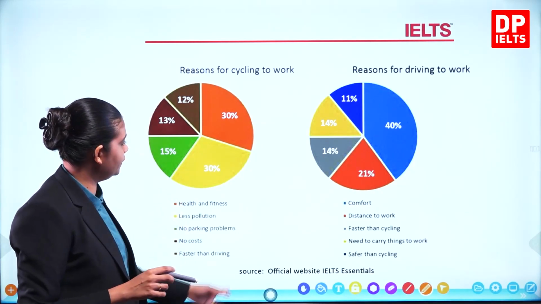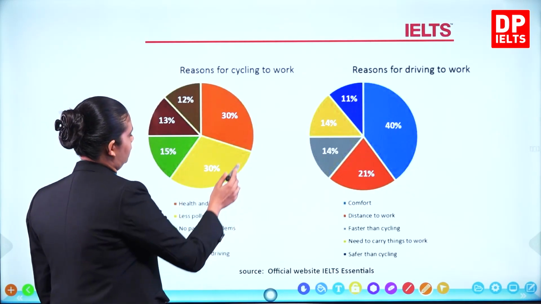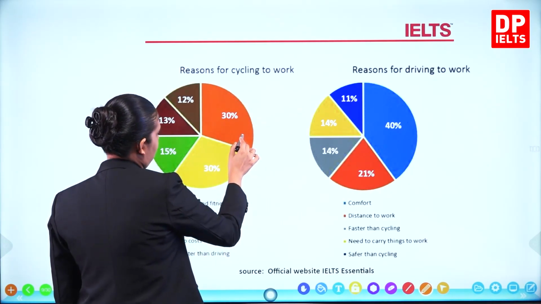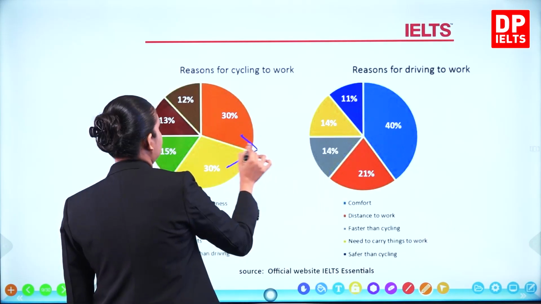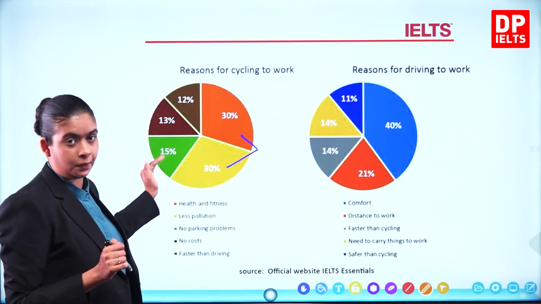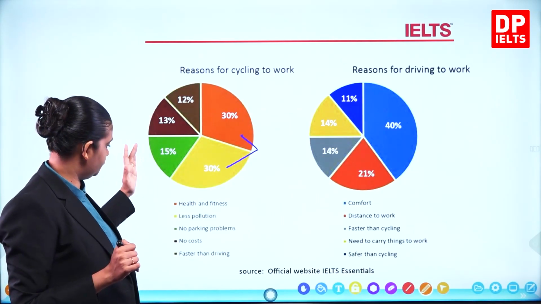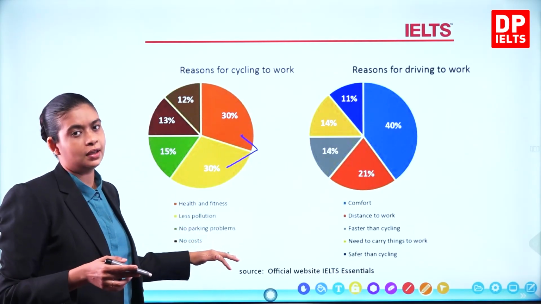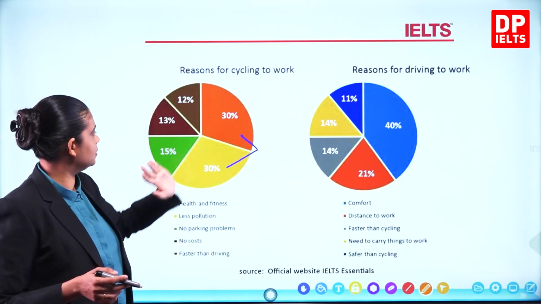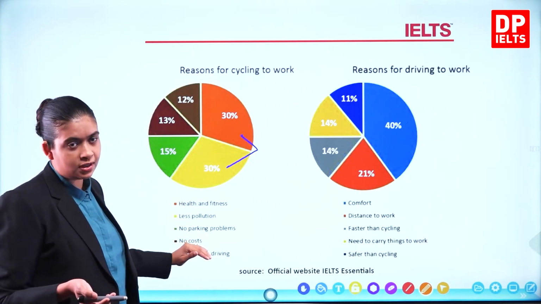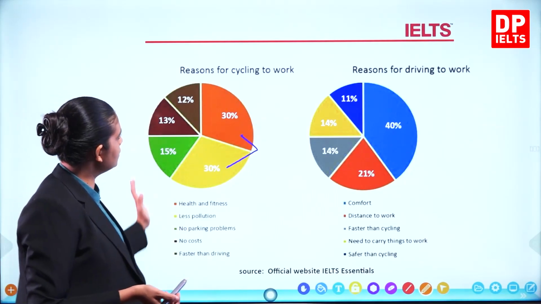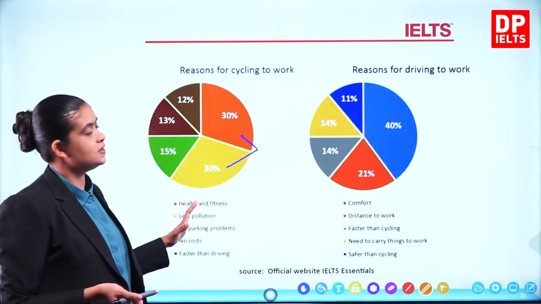So here you've got the reasons, health and fitness, okay, and less pollution. These are the 2 reasons and they are the highest, right? Then of course, half of that percentage, which is 15%, because there are no parking problems. And then just a few, just below that, you've got, because there's no cost, it's obviously faster than driving. So those are the reasons why some would cycle to work.